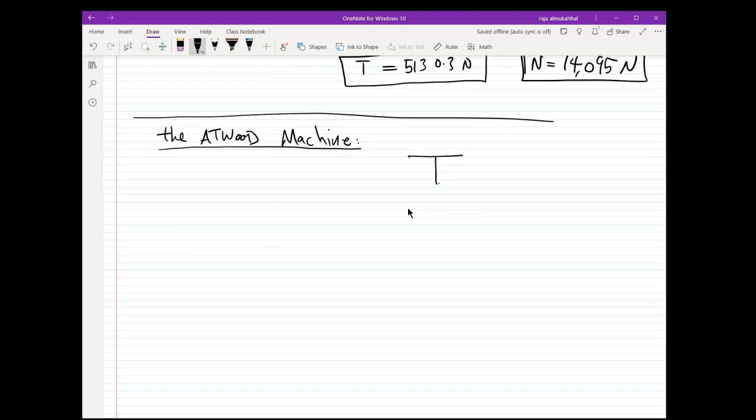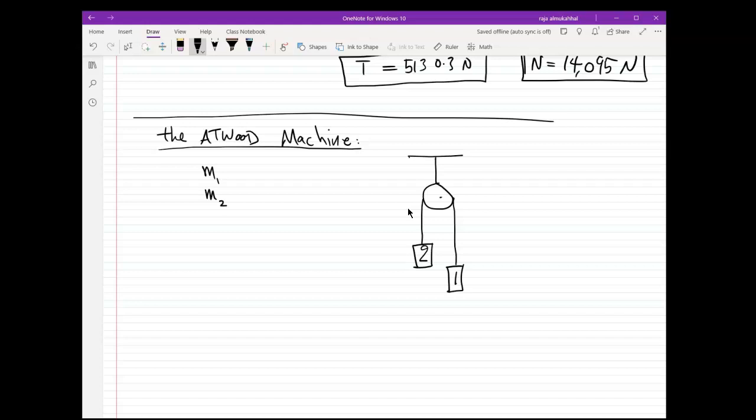So here is the pulley. I have one weight and a counterweight. Here is one weight, I'm going to call it 1, and a counterweight, here it is, 2. Suppose M1 and M2 are not equal. So you have mass M1 and mass M2. We can put numbers to them, but it's not important.